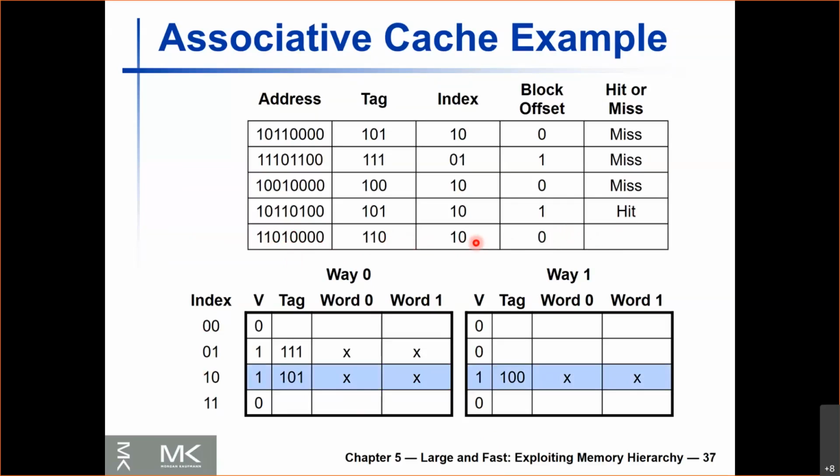So I'm going to use my index 10, and I'm going to come here and index this. I'm going to find this set. Do I have a hit or a miss? I have a miss. So what do I need to do because I have a miss? Before, when I had a miss, one of the ways was empty, so I just brought in the data into the way that was empty. But now I have a miss, and both ways are full. So what do I need to do now?